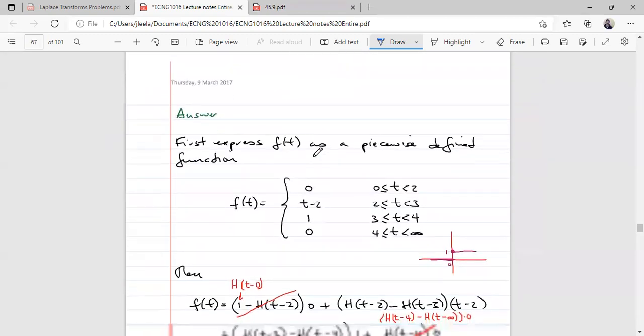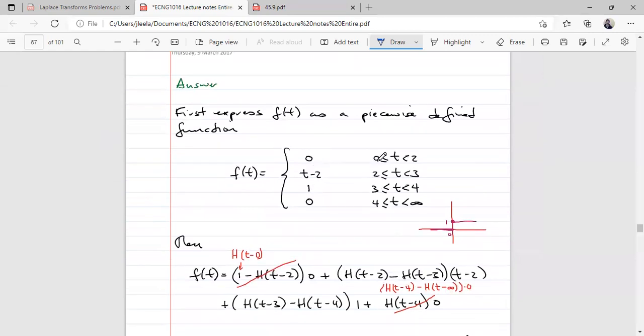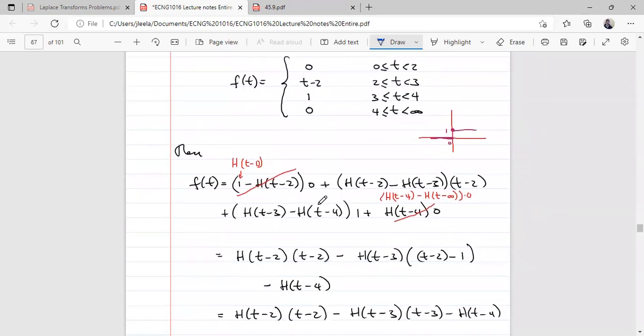Right, so look at the piecewise function here. Between 0 and 2 is 0, between 2 and 3 is t minus 2, between 3 and 4 is 1, and between 4 and infinity, the function is 0. Just for completeness, it's written out.